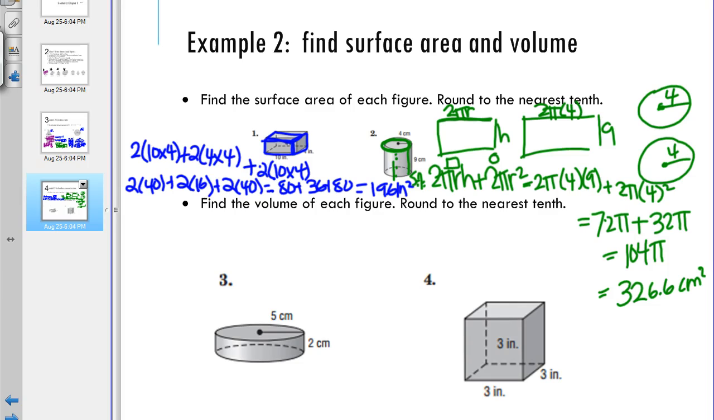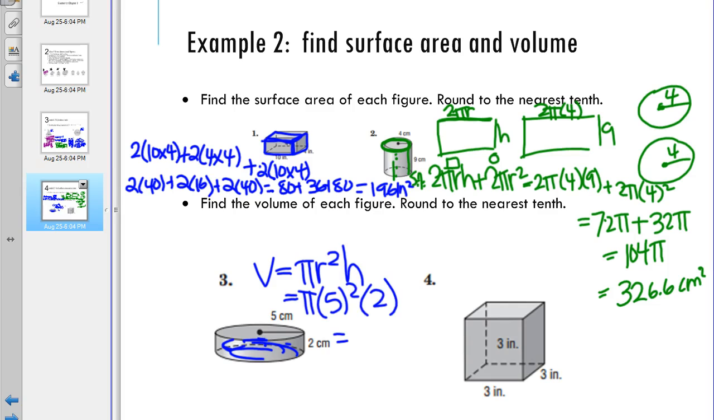All right. Volume of the cylinder. All right, so if you think about stacking some circles in here, stack them up, stack them up, stack them up. A circle is pi times the radius squared, and then we're going to multiply it by the height to stack those up. That's the formula for volume of a cylinder. So pi times the radius squared multiplied by the height. Square the 5 first, so 25, and then 25 times 2 times pi, so 50 times pi, and we can just leave it as 50 pi, or about 157 cubic centimeters.